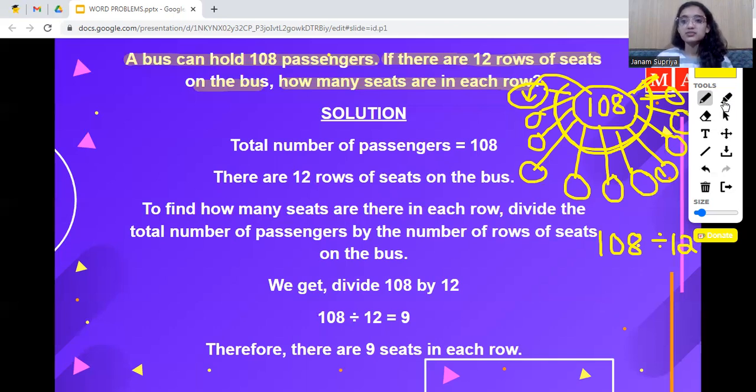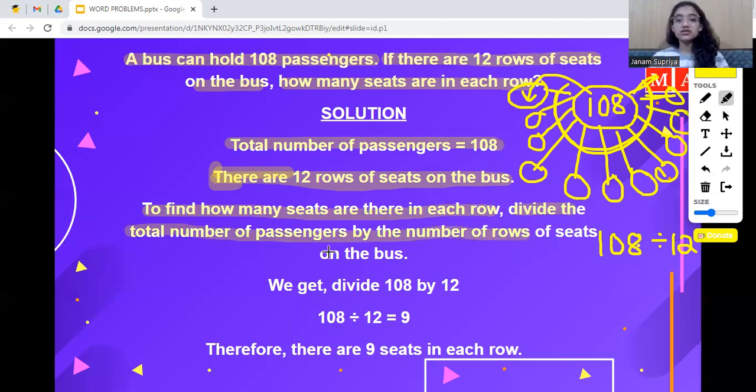Yes, so let's see the proper calculation. Total number of passengers is equal to 108. There are 12 rows of seats on the bus, right? So these 108 passengers are to be seated in 12 rows. To find how many seats are there in each row, divide the total number of passengers by the number of rows of seats on the bus. That's what we have done, right? We divide 108 by 12, and we got 108 divided by 12 is 9.